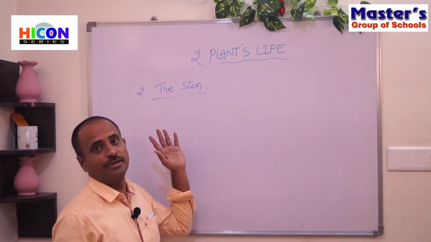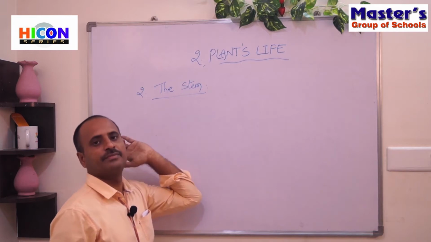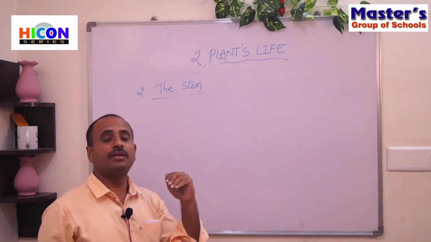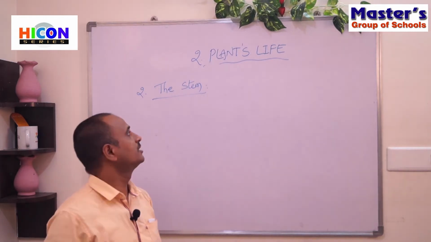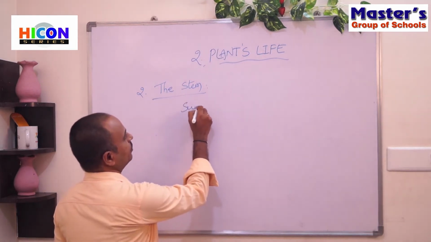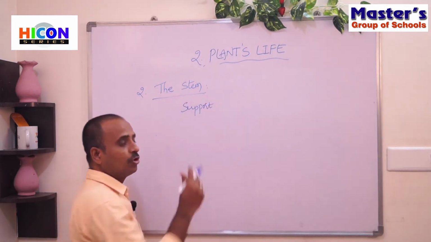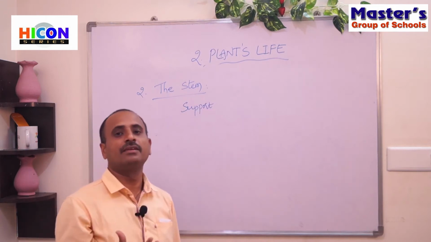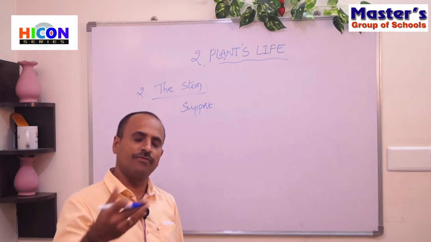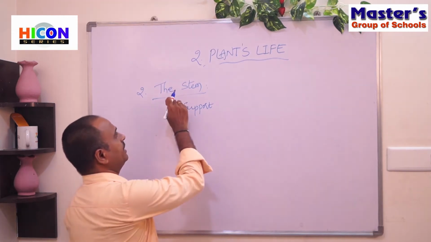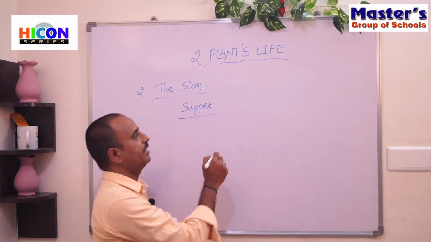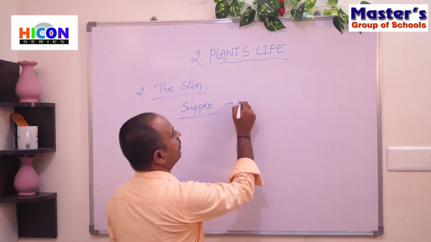The second important part of the plant is the stem. So what is a stem? This stem is very important for the plant because it gives support to the plant. It holds the plant upright and prevents the plant from bending or falling down. So the stem is an important part of the plant.